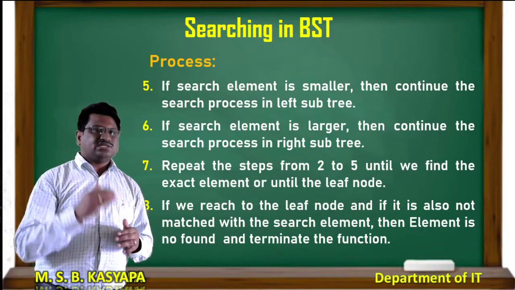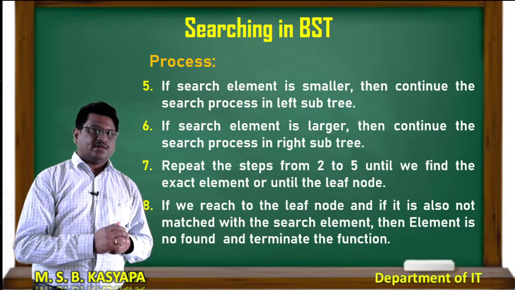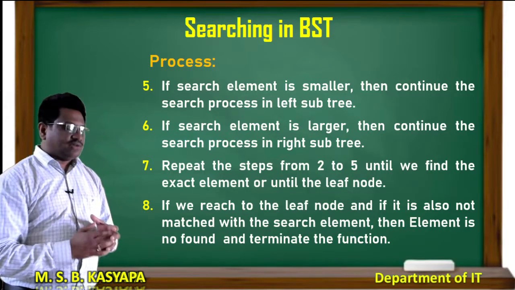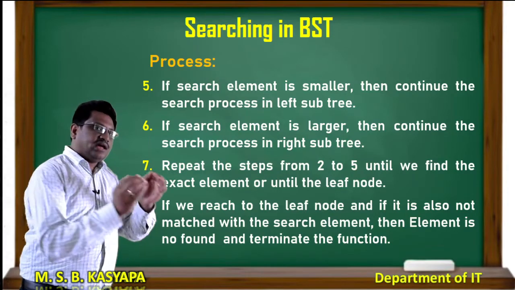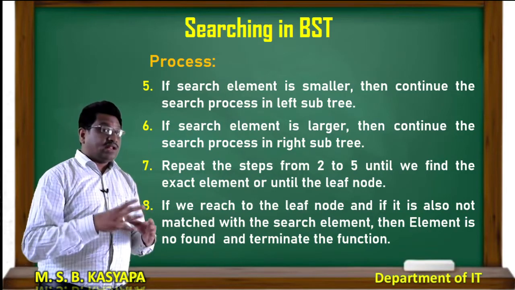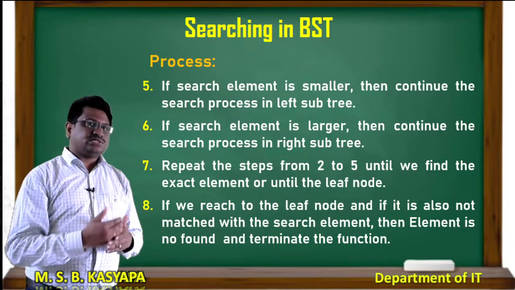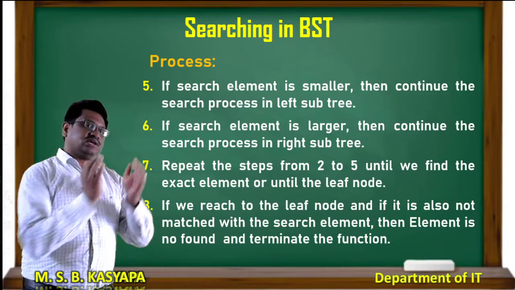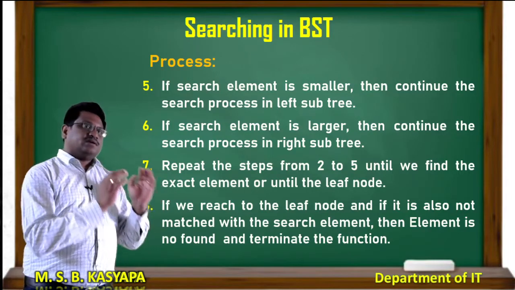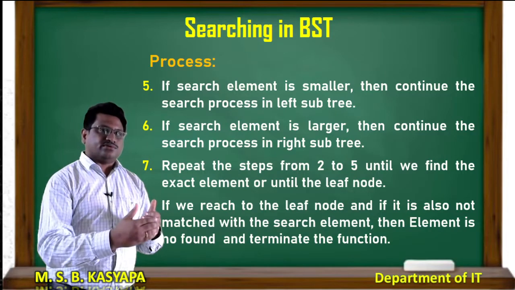If the value is greater, then I will continue the searching in the right side. Suppose it is less than, then what will happen? I have to move to the left subtree. Then how to check in the left subtree? Again I have to do the same process. In the left subtree also, if I take it as a separate tree, it has one root node.